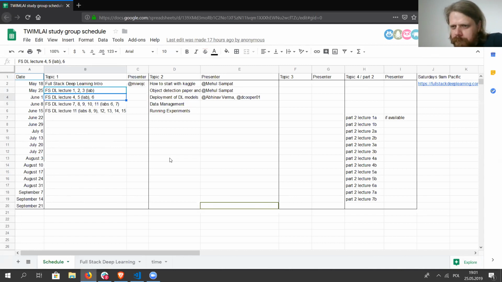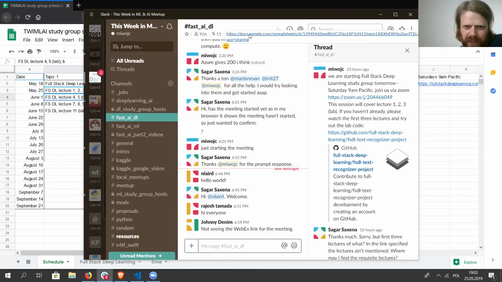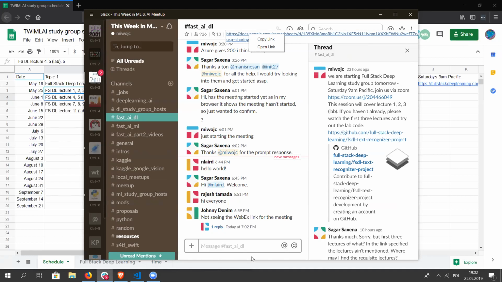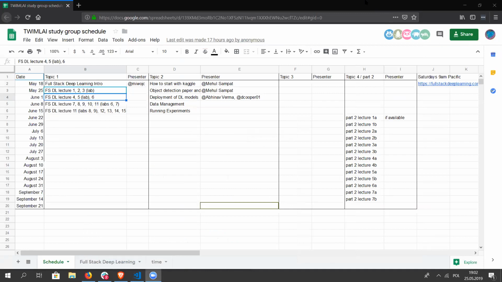The link to the schedule, maybe in the Slack channel or in the chat. Yeah, sure. It's in Slack, but it's here. It's on top of the Fast.ai channel, but I'm going to copy and paste that to somewhere. Let's paste it here.